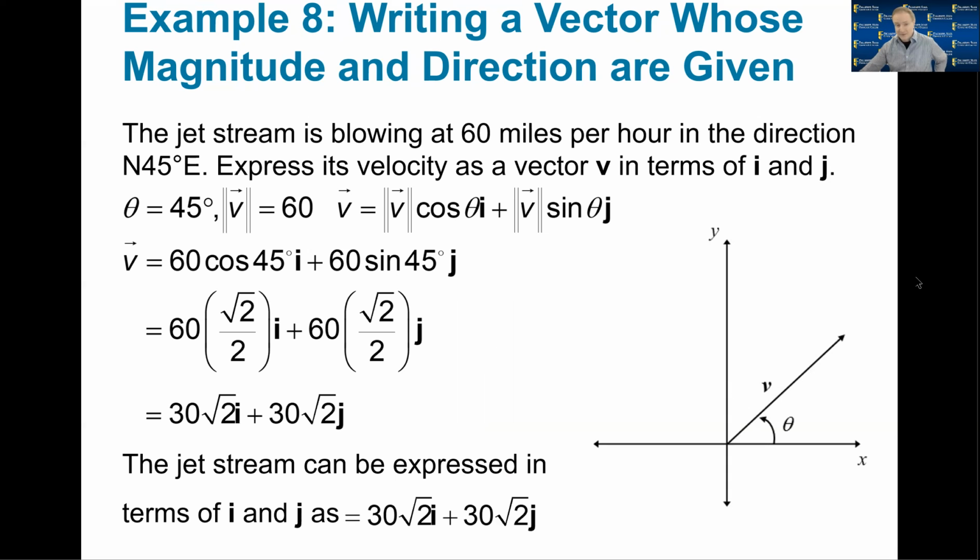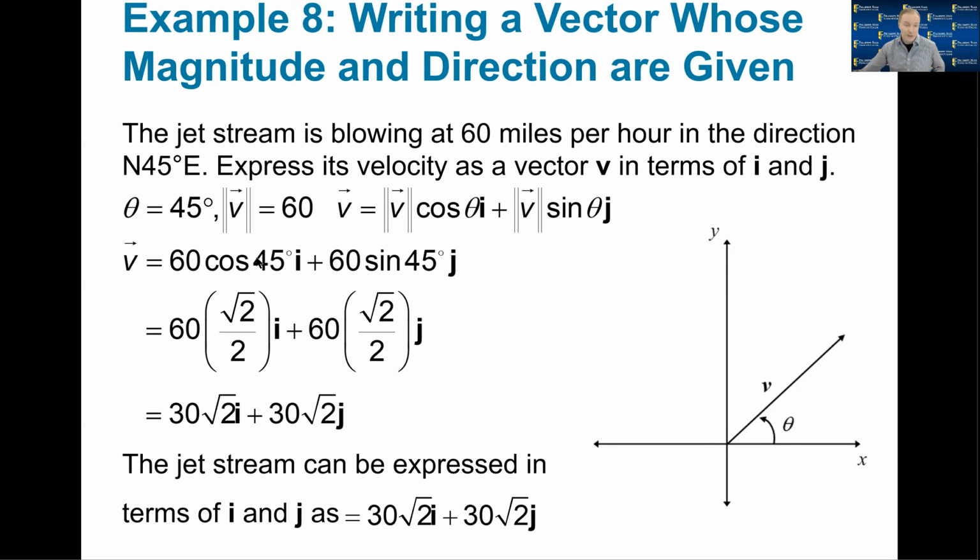Now, the length of that vector would be represented by the speed of the jet stream, which is 60 miles per hour. So V has a length of 60. And we know that theta here, since it's 45 degrees east of north, well, this angle here is also 45. We can just say this has to split quadrant one.